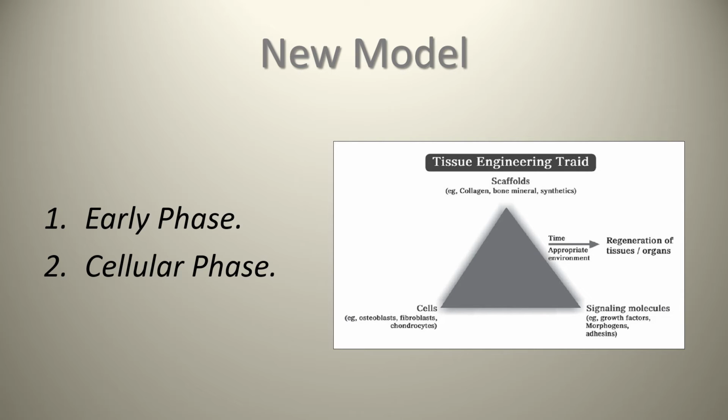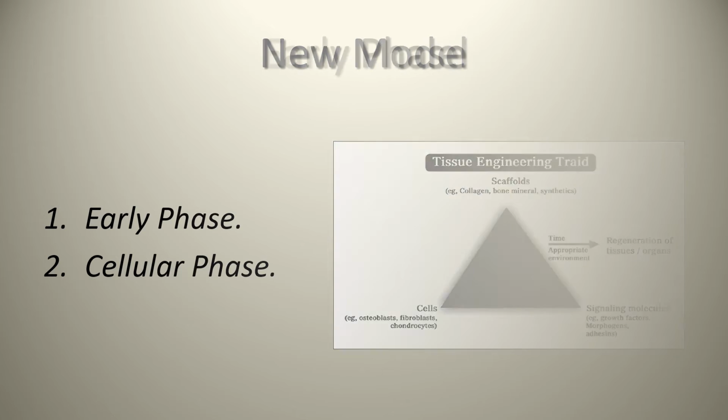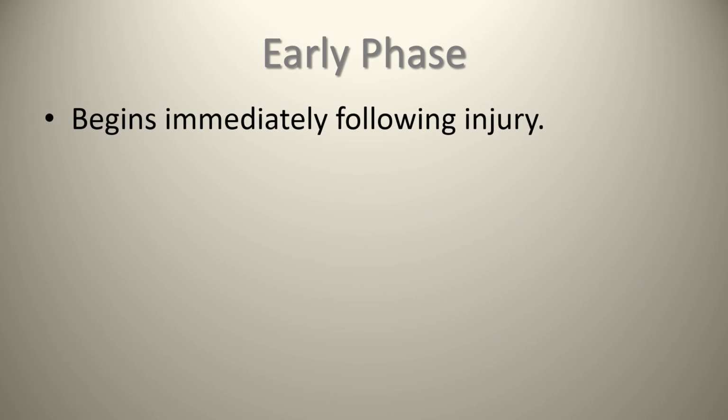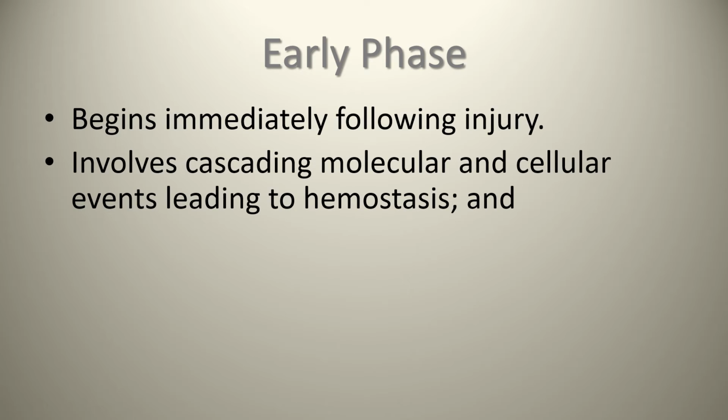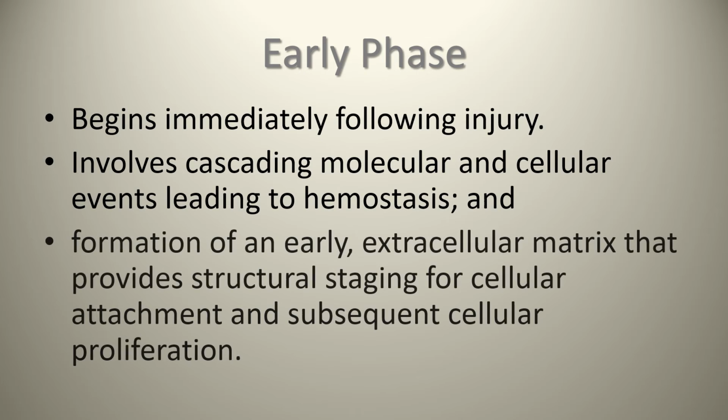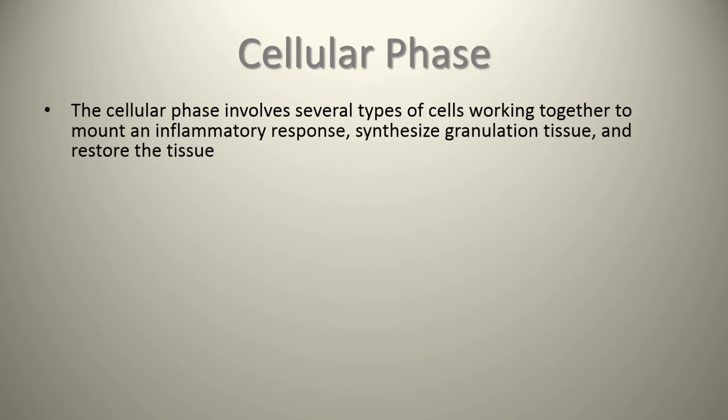In the early phase, which begins immediately following injury, there is a cascade of molecular and cellular events which lead to hemostasis and the formation of an early extracellular matrix that provides structural staging for cellular attachment and subsequent cellular proliferation, which leads to the cellular phase. This involves several types of cells working together to mount an inflammatory response, synthesize granulation tissue, and restore the tissue.